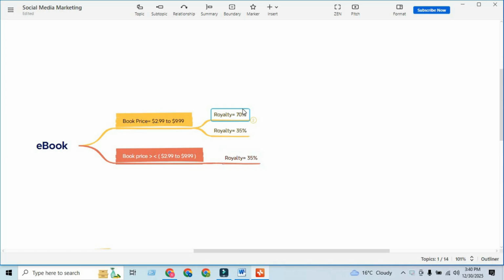Many beginners make one mistake here. They think that if they select 70% royalty, they will receive the full 70%. But this is a wrong idea, because from the 70% royalty, delivery cost is deducted. The delivery cost depends on the file size of the ebook. Usually, it is between 10 cents to 50 cents. But if the file size is large, the delivery cost can be higher.